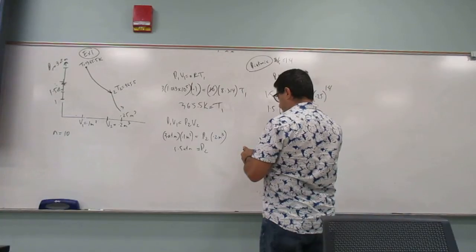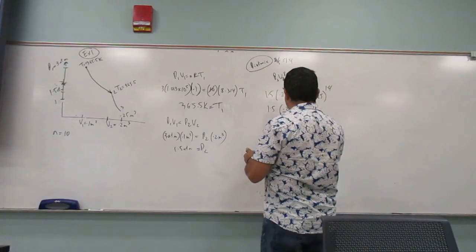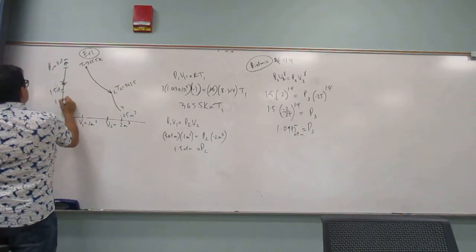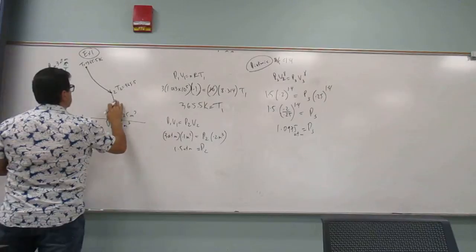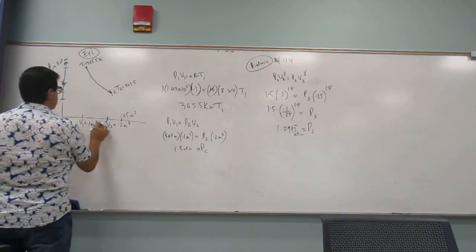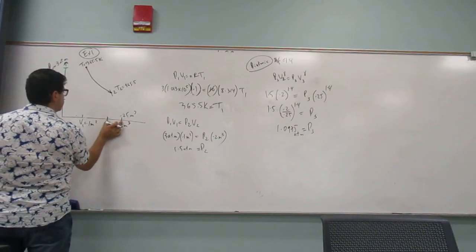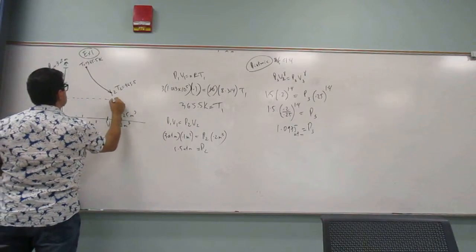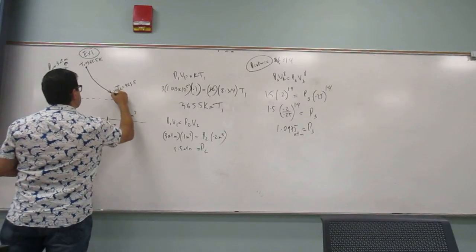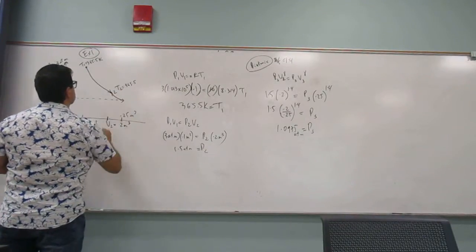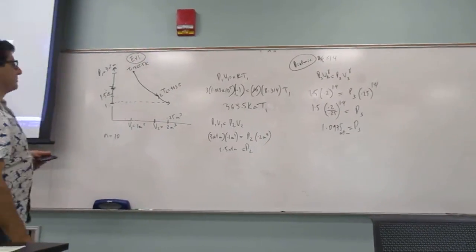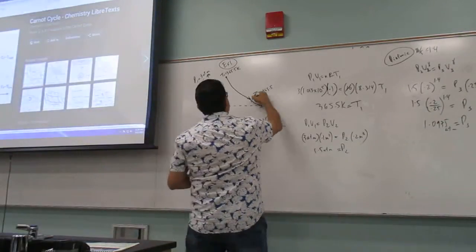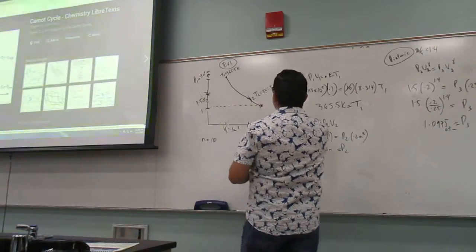P3, 1.0975 atmospheres. So visually, this is wrong. Visually it should be, this is 0.25, so a little bit above 1. Like this. Right? Remember, adiabatic is steeper than isothermal. Right? So a bit more steeper.